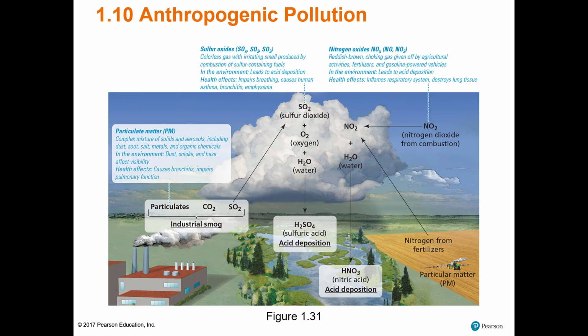Some more examples of anthropogenic or man-made pollutions. Industrial smog produces particulates, carbon dioxide, and sulfur dioxide. This results in acid deposition. You can see that these particulates are going up into the clouds and reacting with water and producing an acid. We also have nitrogen oxide or nitrogen dioxide from combustion, and that combines with water to produce an acid. And the nitrogen comes from fertilizers and particulate matter.